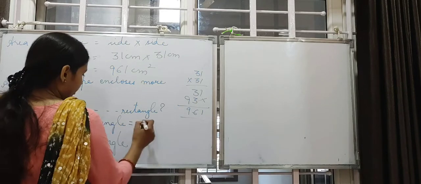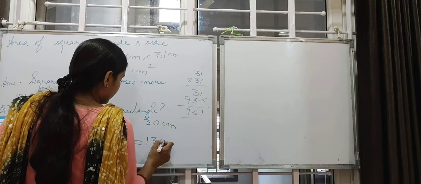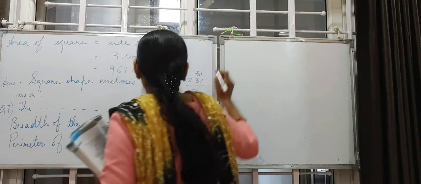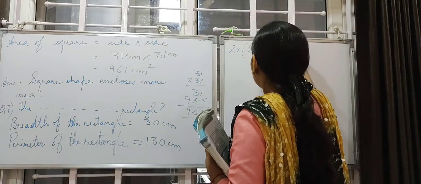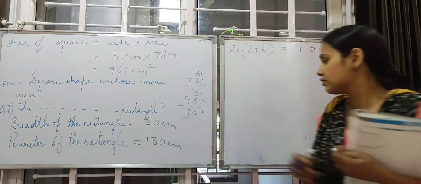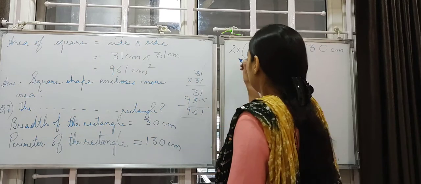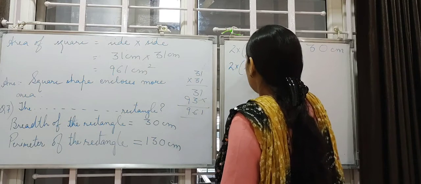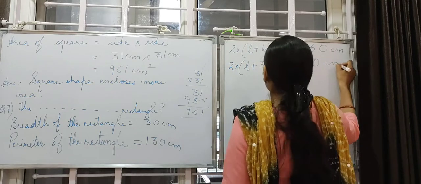30 centimeter and 130 centimeter. That means 2 into length plus breadth is equal to 130 centimeters. Now we put the value of length. No, we put the value of breadth because breadth is given and then we find the length. So 2 into L plus 30 is equal to 130 centimeter.